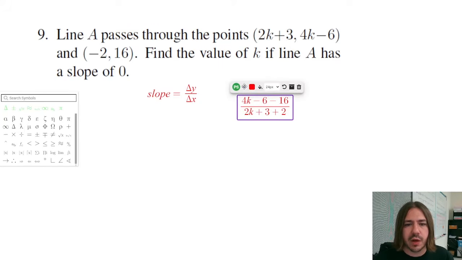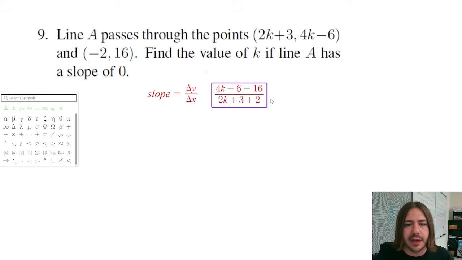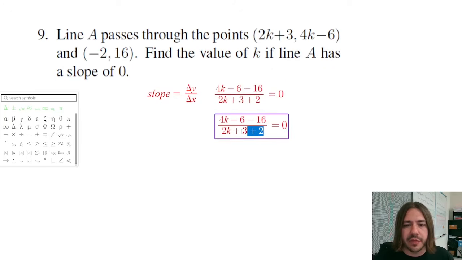So that's the change in y over the change in x, and that should equal 0. Okay, it says the slope is 0. So then it says find the value of k. So I'm just going to simplify this equation. The denominator, I don't really care what this is, because I'm going to multiply both sides by whatever that denominator is, and 0 times whatever this ends up being is still going to be 0. So I'm just going to delete that denominator.